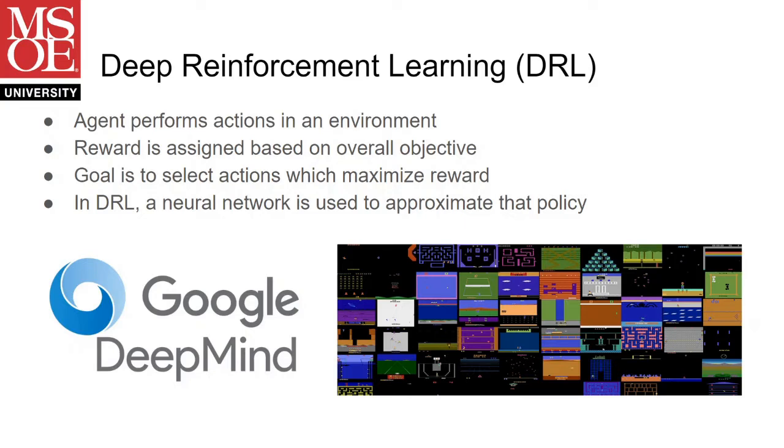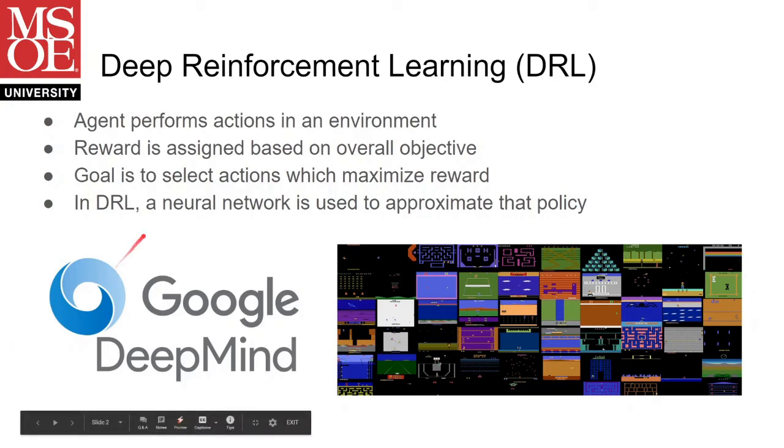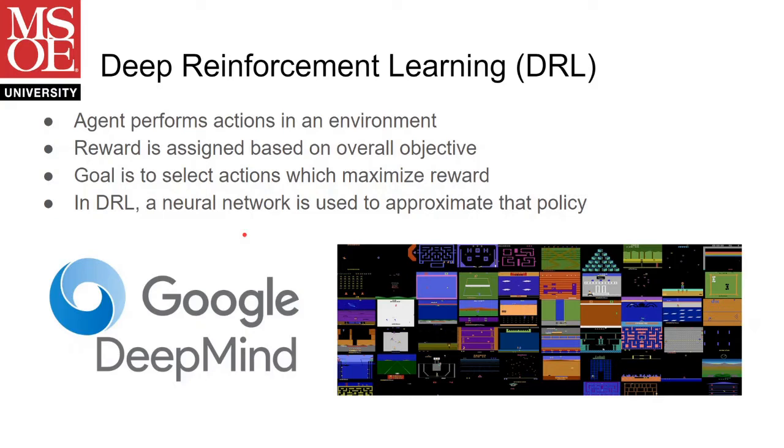In DRL, you use a neural network to approximate that policy. So you're building a neural net that looks at the state of your environment and comes up with its best guess at what actions will work. And this technique got really popular around 2015 when Google DeepMind put out a really cool paper on deep Q learning, which is a type of DRL, and used it to develop an AI that was capable of, with no prior experience, teaching itself how to play at a superhuman level various Atari games.